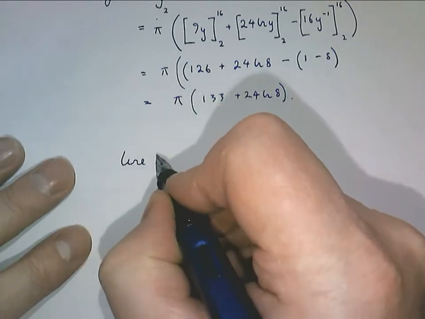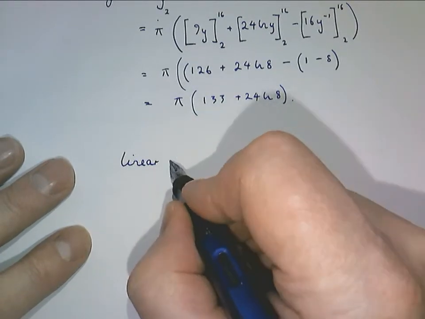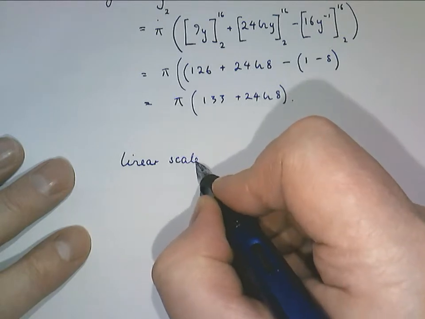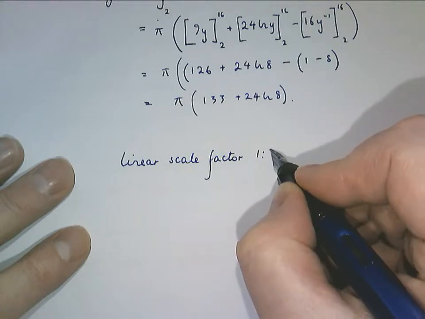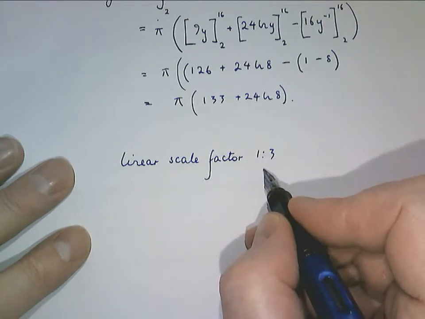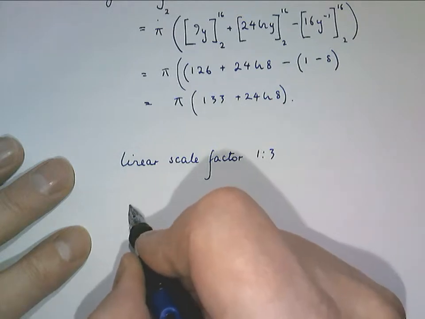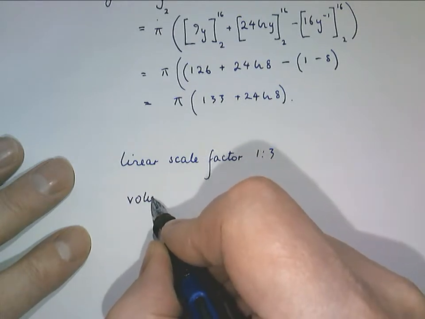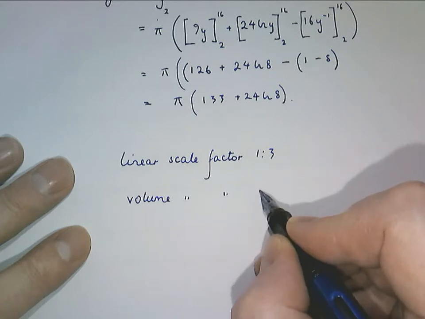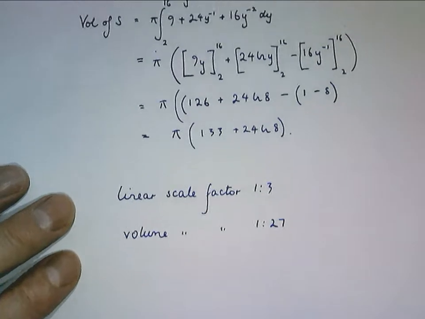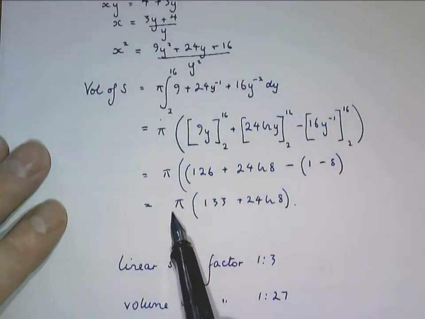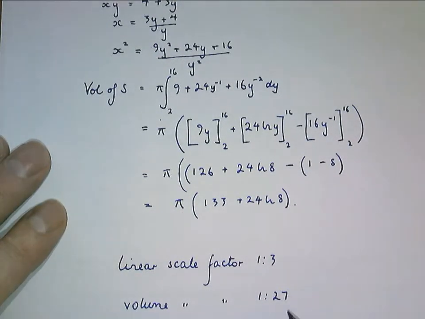linear scale factor is 1 to 3, the area scale factor would be 1 to 3 squared, or 1 to 9, and the volume scale factor is going to be 1 to 27. So if we work out this number and multiply it by 27, we'll get something approximating to 15,500.